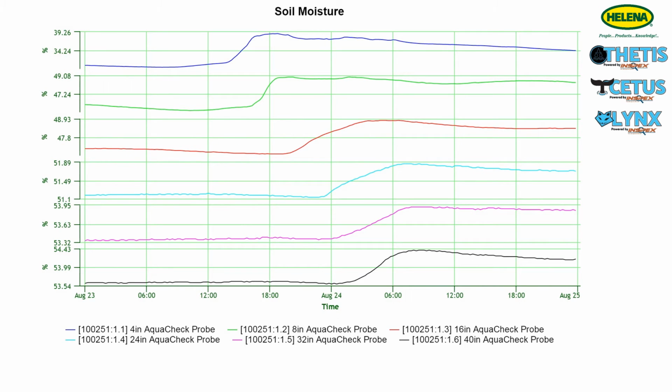If we zoom in to the irrigation event, we can make some additional observations. First, we can observe the advance of the wetting front, which in this instance registered at the 4-inch depth at approximately 2 p.m., followed by the 8-inch depth at about 4 p.m., and concluding with the advancing moisture reaching the 40-inch depth approximately 12 hours after the beginning of the irrigation event.